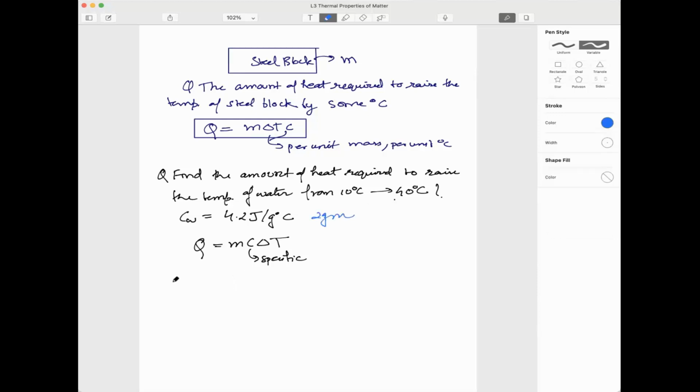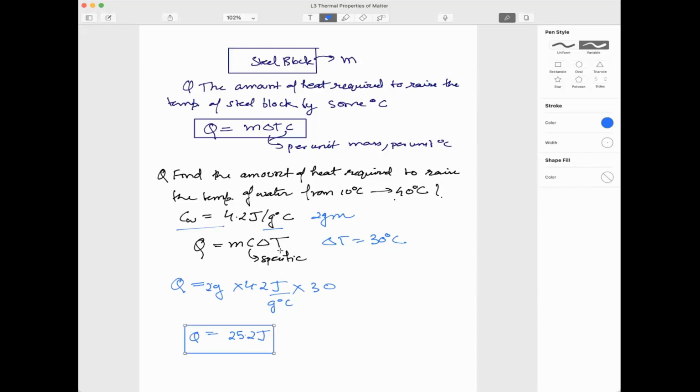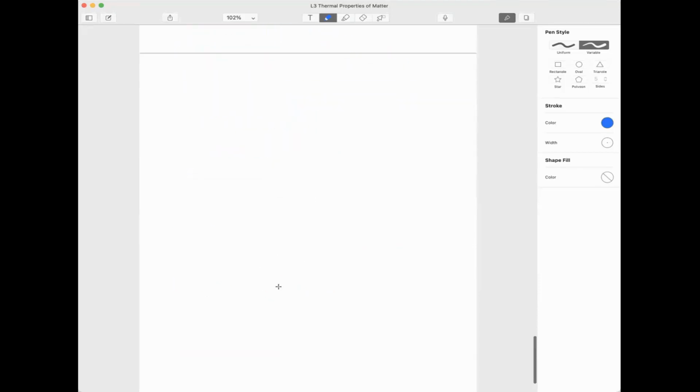So we need to find out Q. The mass is 2 gram because specific heat is given per gram, so that's fine. Temperature is also needed to be in degree centigrade. So delta T comes out to be 30 degrees centigrade, and 2 into 4.2 joule per gram degree centigrade. So that is 2 gram and 30 degree centigrade. So it comes out to be 25.2 joule. Okay.